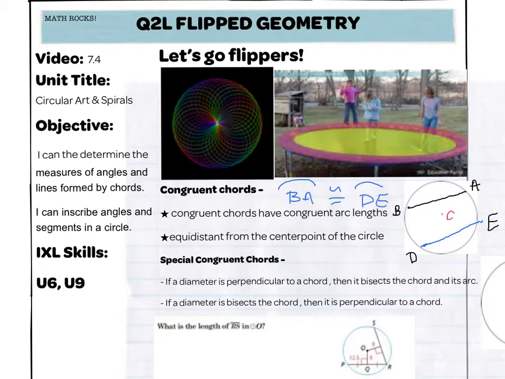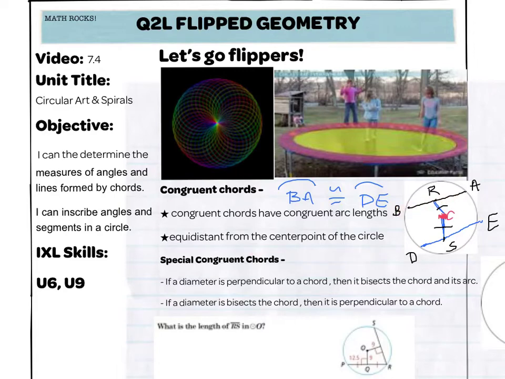As a result, that means that the arc lengths are also going to be congruent. So that means arc BA is congruent to arc DE. The next statement for congruent chords is that congruent chords are going to be equidistant from the center point of a circle.